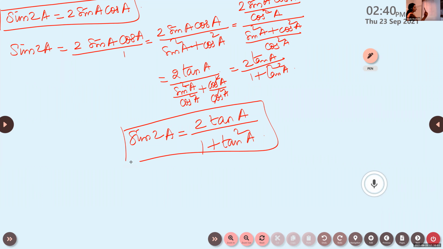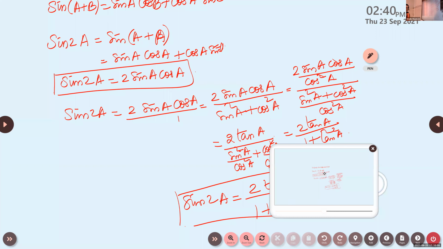For sine 2A, thus we have two formulas. One is 2 sine A cos A. What is the second formula? Sine 2A is 2 tan A by 1 plus tan square A.